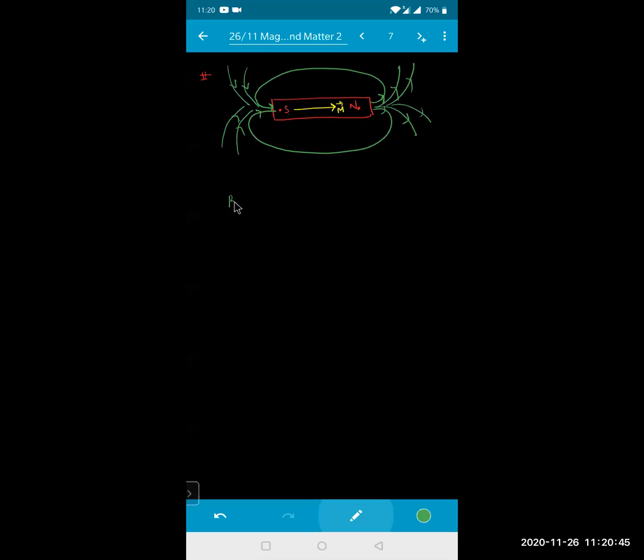So I can write here: magnetic field B bar due to the north pole is radially outwards, and magnetic field B bar due to the south pole is radially inwards. Clear, everyone?